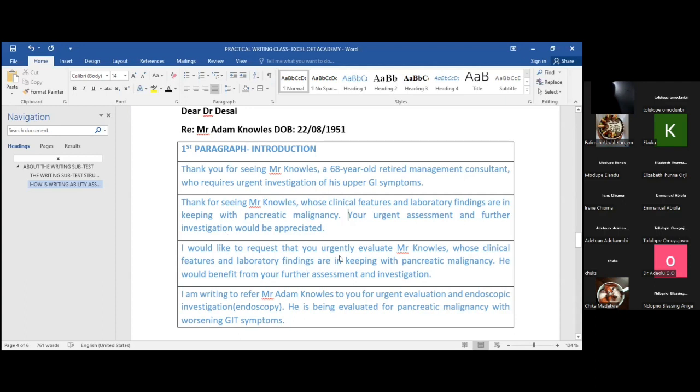Same thing too with this third one. Okay, you can see it will benefit from your further assessment and investigation. And then this is the diagnosis here too, for the third one. Okay, you can see they're all similar. It's just the way you can write it. All right, so that's for that. Then this one too, you can see this is the diagnosis here. And then this is what we want the consultant gastroenterologist to do: urgent evaluation and endoscopy.